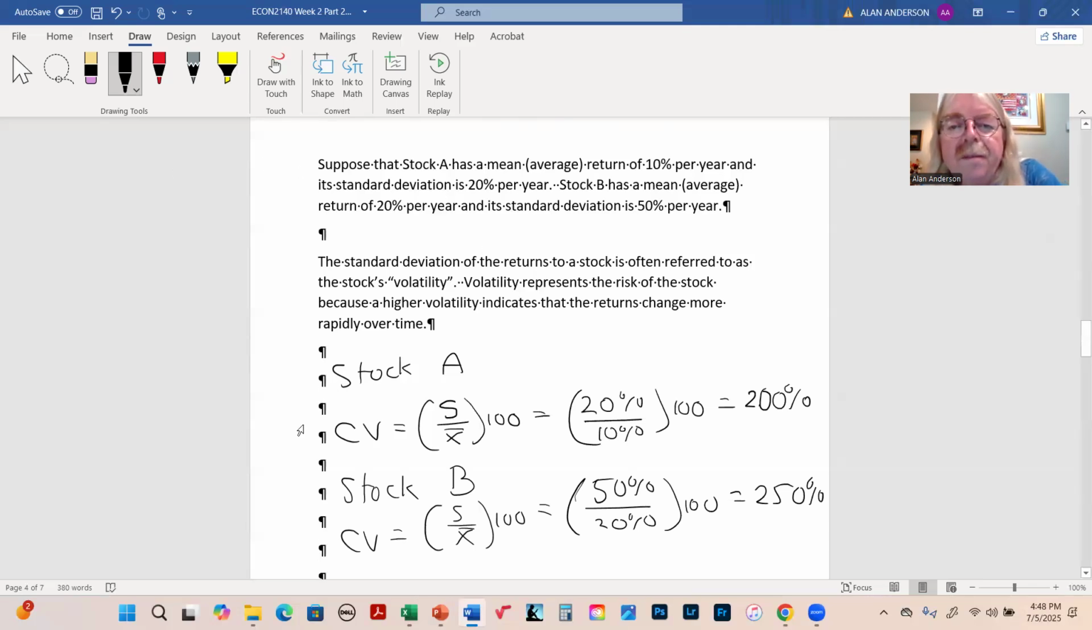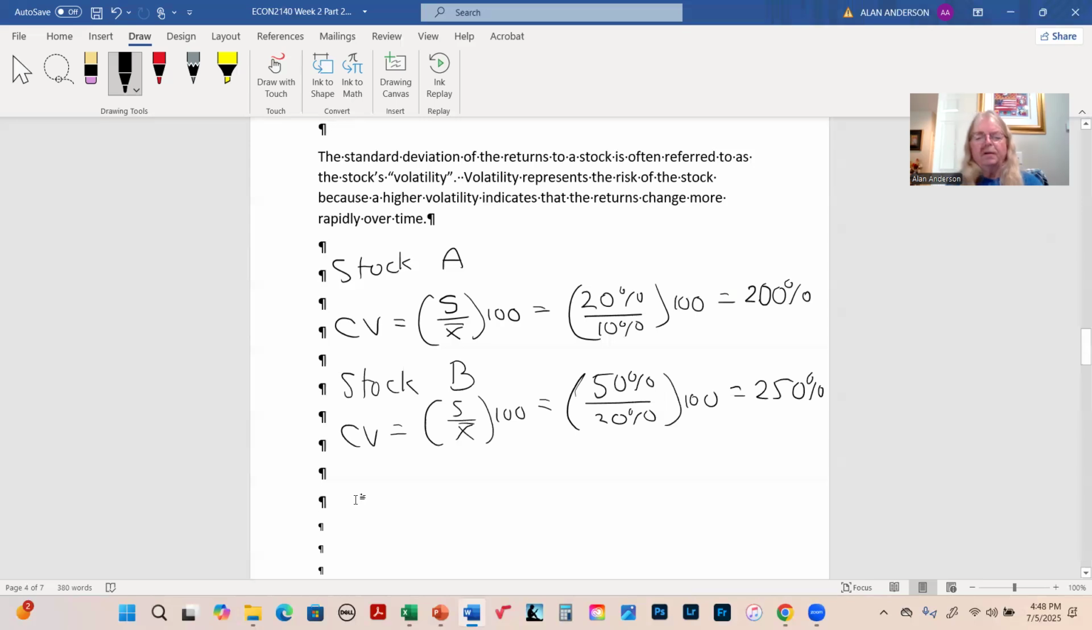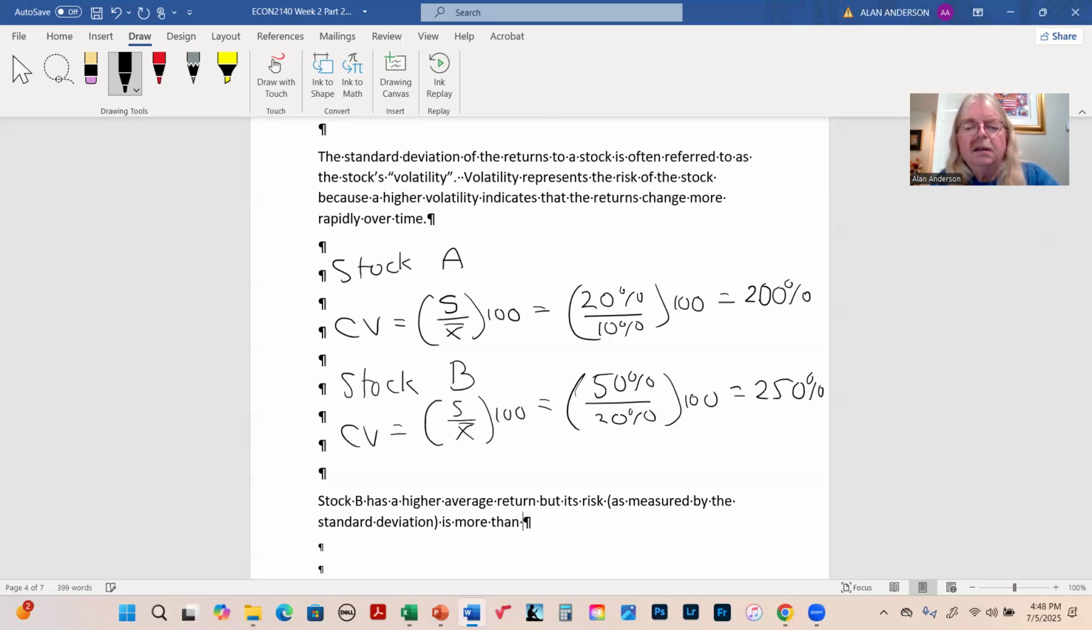So yes, it's true that stock B has a higher average return, but its risk, as measured by the standard deviation, is more than twice as high, or as great as for stock A. So in other words, for stock B, each unit of return leads to 2.5 units of risk. For A, it's only 2 to 1.